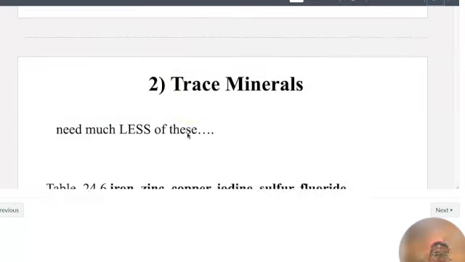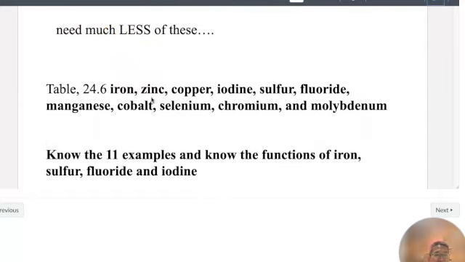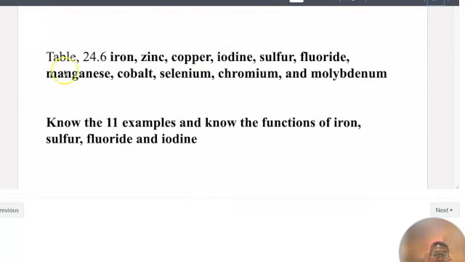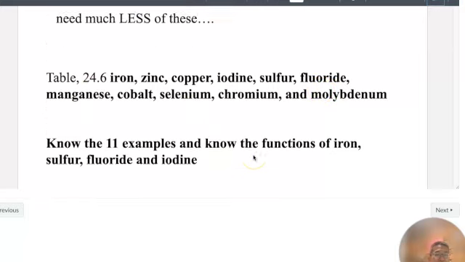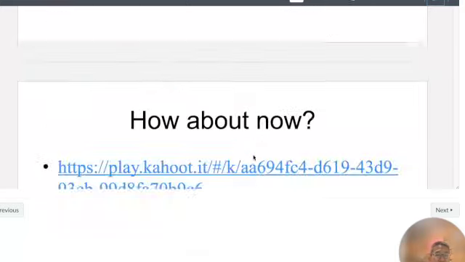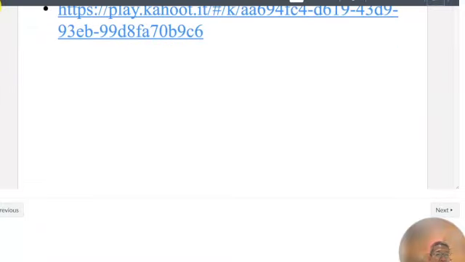Okay. Trace minerals are much less of these. You need much less. Here are some of the names. You can look through them. Okay, we know iron, zinc, copper, iodine, all these very common names that we see. Okay, all these are trace minerals. Okay, that'll be the end of this chapter, and I'll see you on the next one.